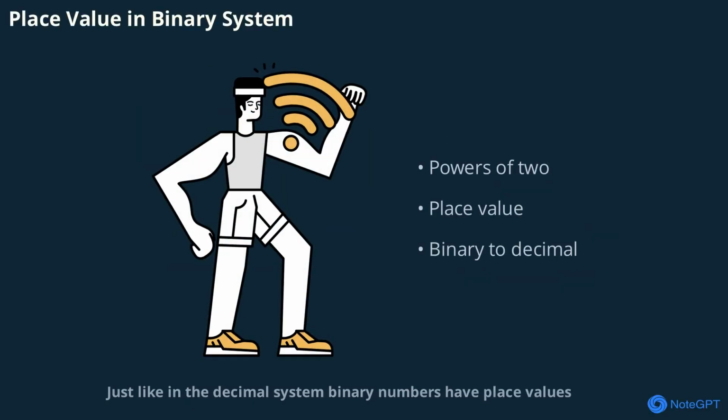Just like in the decimal system, binary numbers have place values. But instead of powers of 10, binary uses powers of 2. For example, the binary number 101 means 1 times 4 plus 0 times 2 plus 1 times 1, which equals 5 in decimal. Each place in a binary number represents a different power of 2, starting from the right. This makes binary a powerful tool for computers, as it allows them to store and process data efficiently.